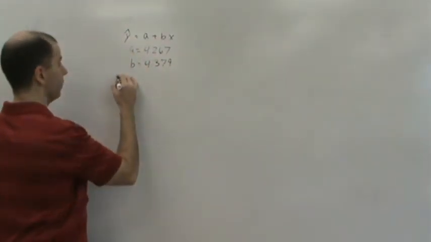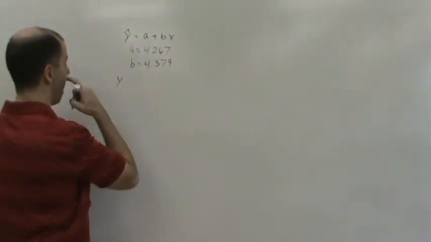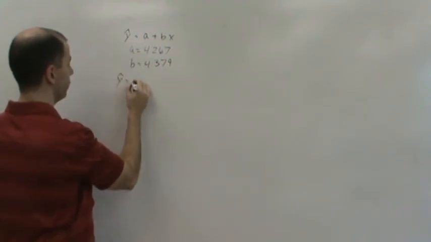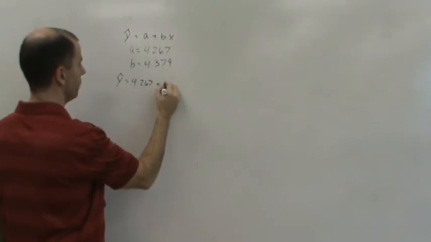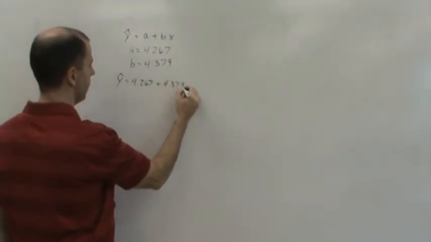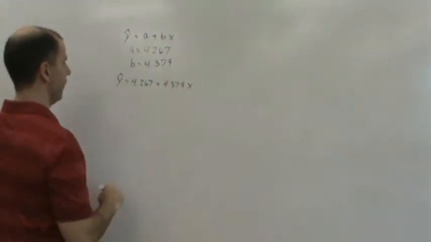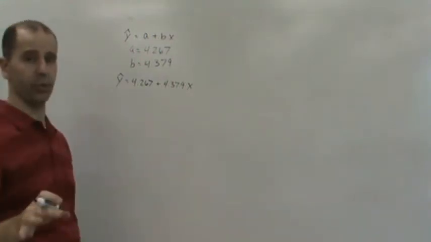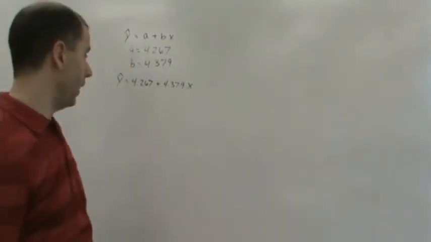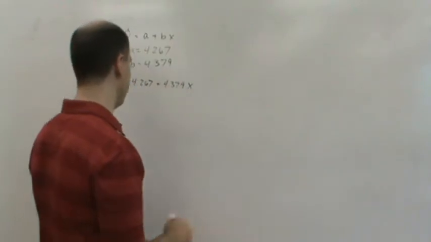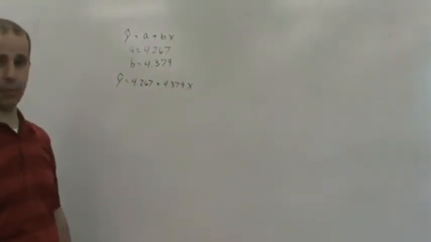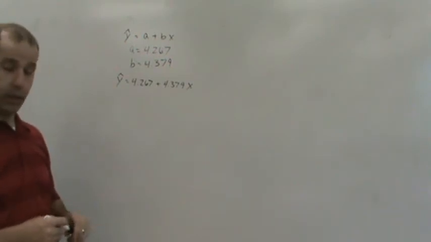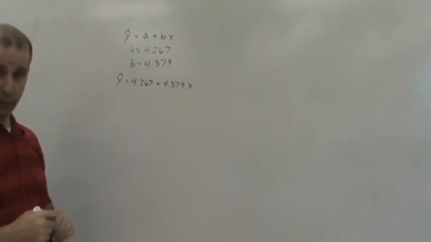So here's my regression. My regression equation becomes, first of all, let's just write it out: 4.267 plus 4.379 times x. Now, let's do both. Based on the context of the problem, X represents rainfall in inches. Y represents the predicted value of yield, wheat yield in bushels per acre.